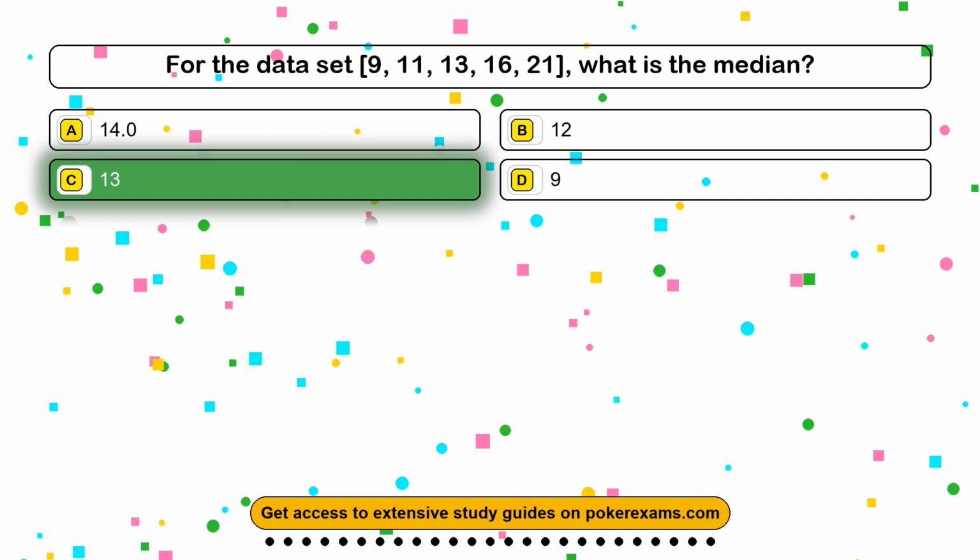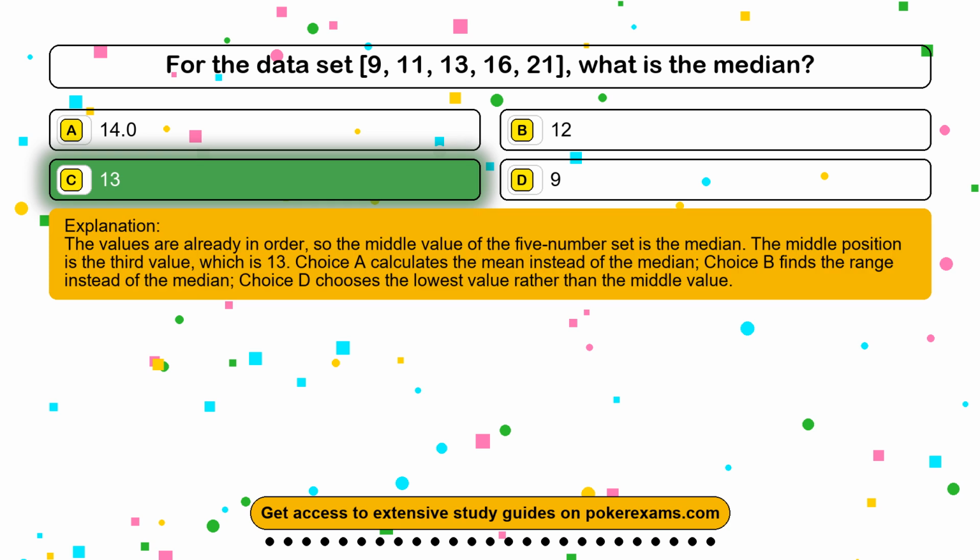The correct answer is option C, 13. The values are already in order, so the middle value of the 5-number set is the median. The middle position is the third value, which is 13. Choice A calculates the mean instead of the median, choice B finds the range instead of the median, choice D chooses the lowest value rather than the middle value.